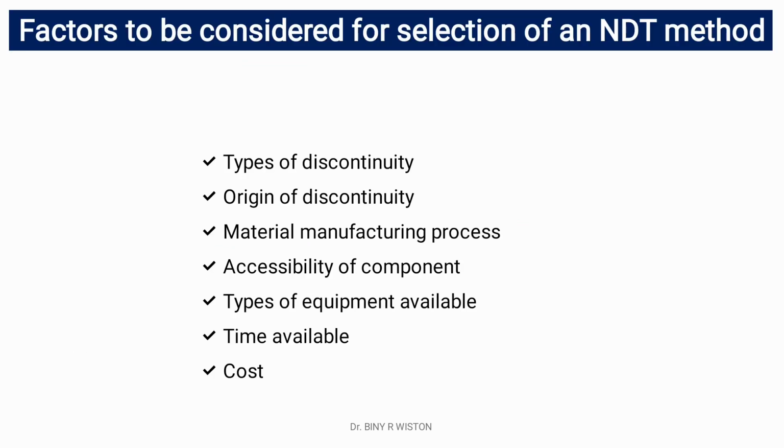Before selecting a suitable NDT method, some parameters or factors have to be considered. They are the type of discontinuity, the origin of discontinuity, the material manufacturing process, the accessibility of the component, types of equipment available, time availability and cost.